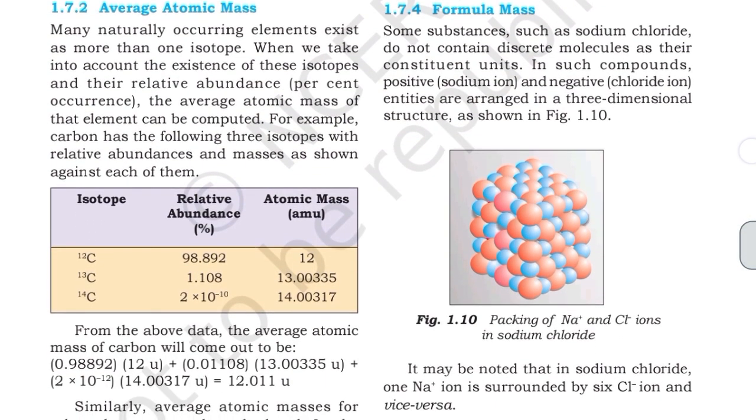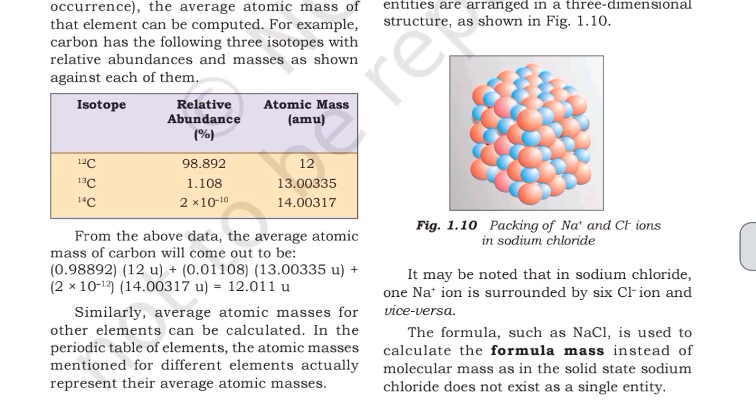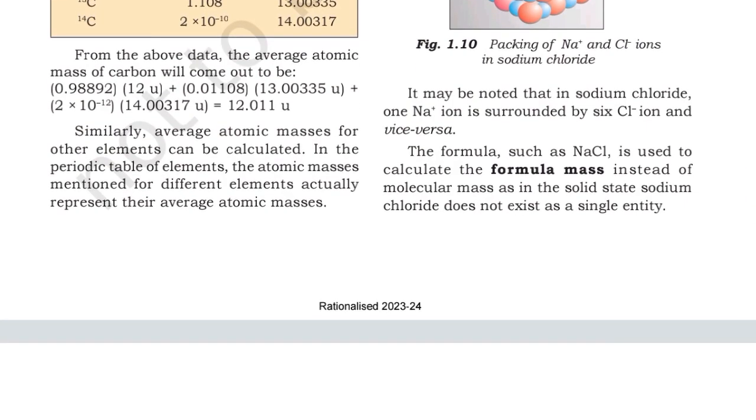Formula mass. Some substances such as sodium chloride, NaCl, do not contain discrete molecules as their constituent units. In such compounds, positive sodium ion and negative chloride ion entities are arranged in a three-dimensional structure as shown. It may be noted that in sodium chloride, 1 Na+ ion is surrounded by 6 Cl- ions and vice versa. The formula such as NaCl is used to calculate the formula mass instead of molecular mass, as in the solid state sodium chloride does not exist as a single entity.